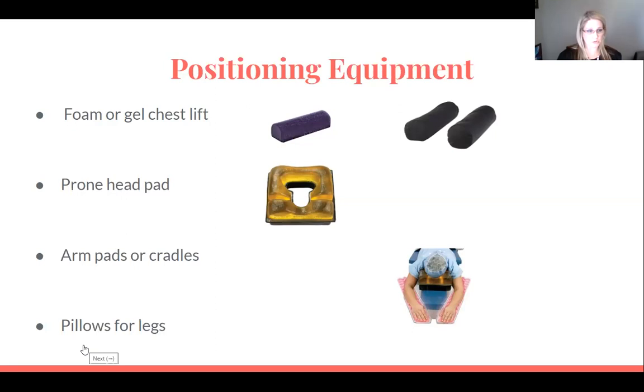Those arm cradles, arm pads or cradles that you see, that is the egg crate type that Ms. Windsor was discussing. And when the patient's being positioned, the arms should be at no greater than a 90-degree angle. And then we're also going to want to make sure that there's pillows for the legs and the ankle area to make sure that those toes aren't pressed down on the bed and creating issues in that direction as well.